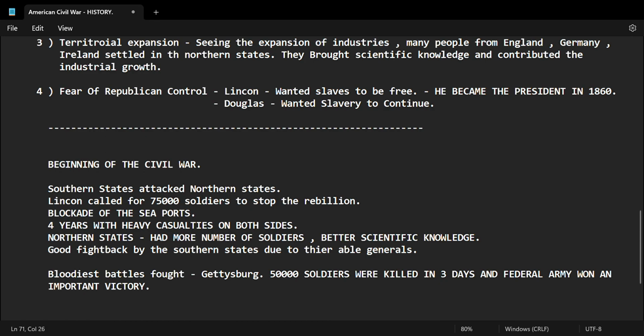The Civil War lasted for 4 years. Finally, it ended when General Lee surrendered the Confederate Army to General Ulysses S. Grant of the Union forces at Appomattox Courthouse in Virginia.